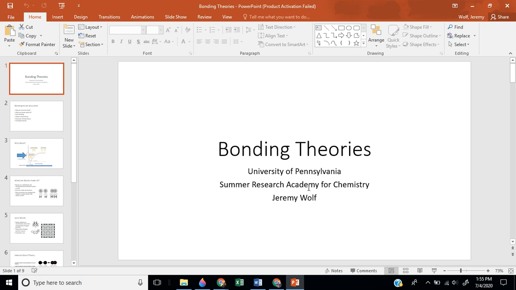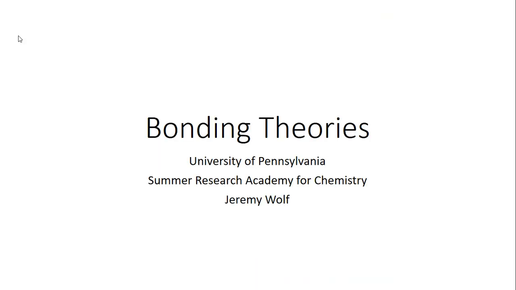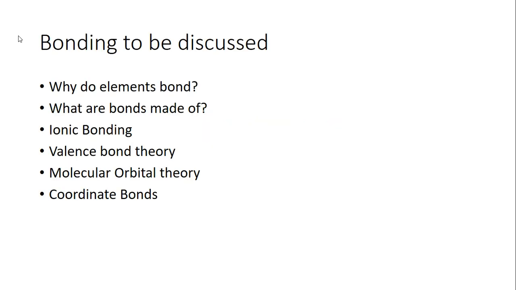Okay, we're going to talk about bonding theories. I want to go over a couple of bonding theories that you've probably been exposed to some of, but maybe not all of them. So what we're going to be discussing is, on the elementary level, why do elements bond, of course, and then what are those bonds made of? And I want to talk with you specifically about ionic bonding, valence bond theory, molecular orbital theory, and then coordinate covalent bonds.